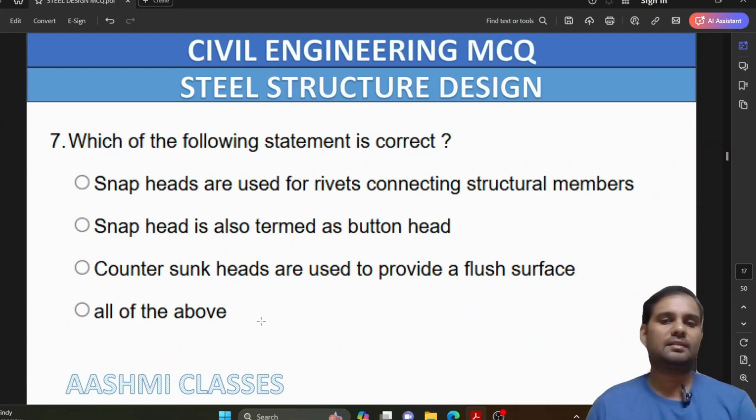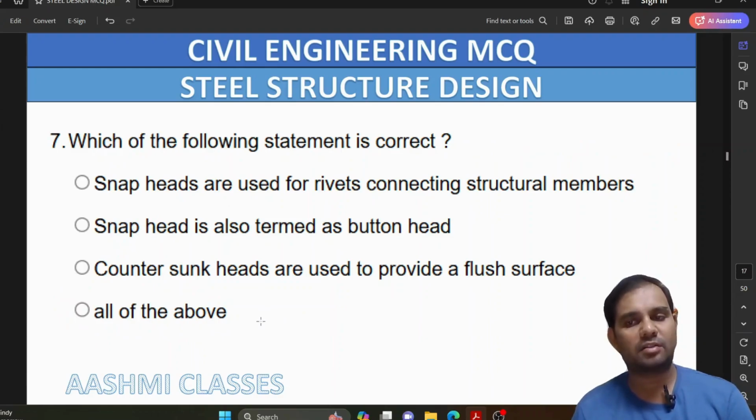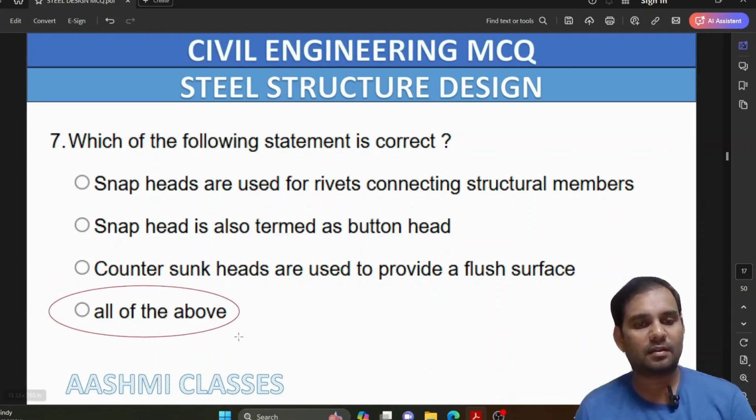Which of the following statement is correct? Snap heads are used for rivets connecting structural members. Correct. Snap head is also termed as button head. Correct. Counter sunk heads are used to provide a flush surface. Correct. All of the above.